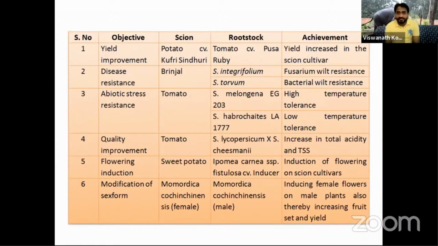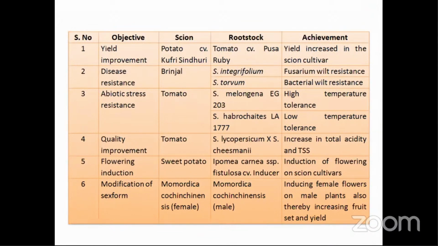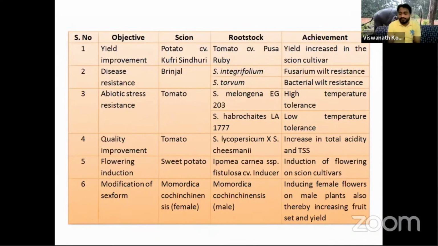So just remember for the exams, the brinjal rootstocks are very important: Solanum integrifolium and Solanum torvum. Solanum integrifolium rootstock gives resistance against fusarium wilt, and Solanum torvum gives resistance against bacterial wilt. These rootstocks are very important. Classic examples they ask. I think in the IARI PhD examination we have asked this question.